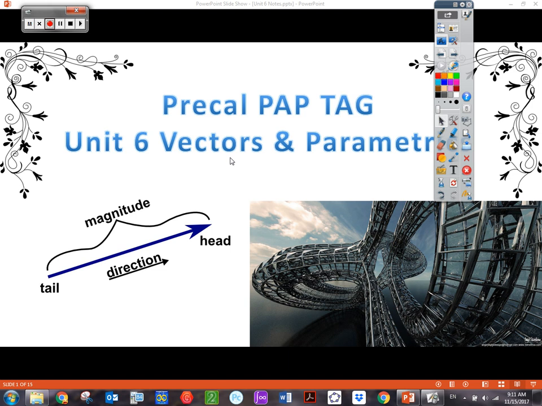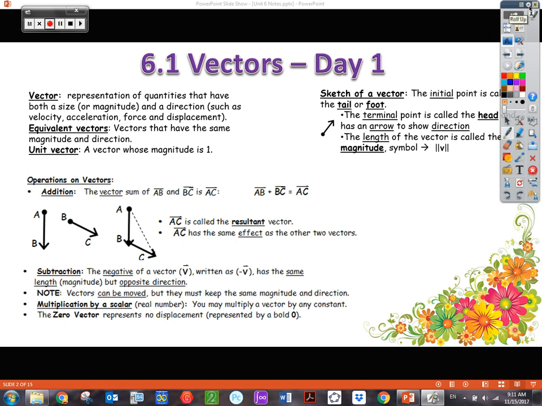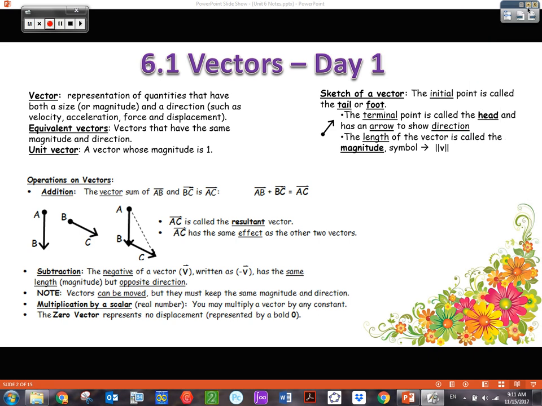Guys, let's take a look at today's lesson. What we're going to be looking at are basically some vocabulary words, some concepts that have to do with vectors is what we're going to look at today. We'll spend a couple of days on vectors.